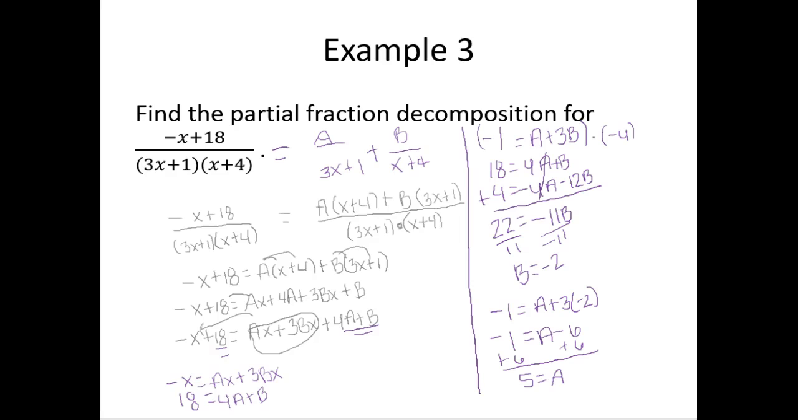And so I can rewrite my fractions right here as 5 divided by 3x plus 1 plus negative 2 divided by x plus 4. Or we could put a minus in here and make that into a positive 2. Either one of those is going to be okay. But this is the two fractions that I would have to combine to get this fraction right here.